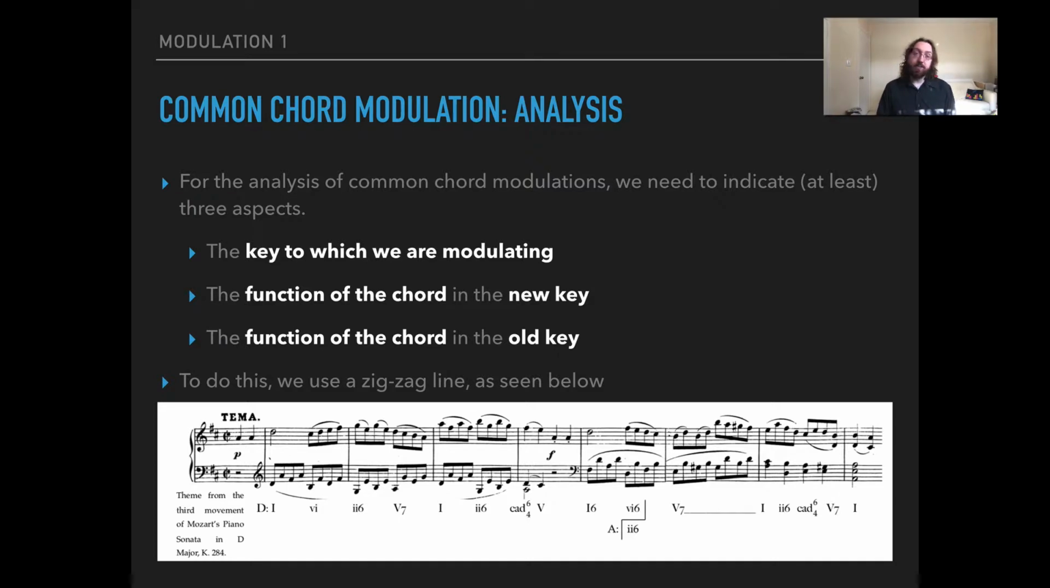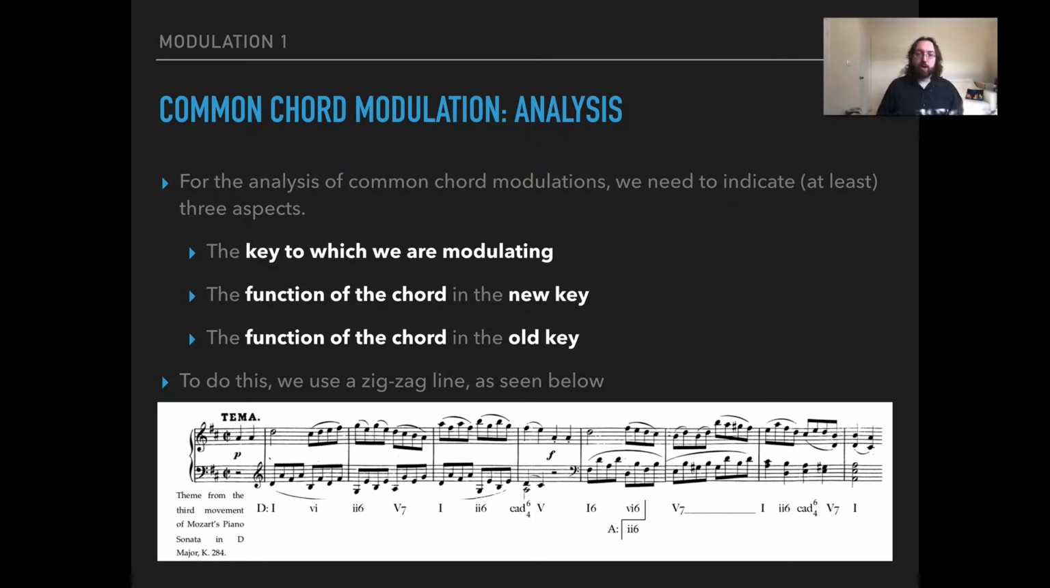For the analysis of common chord modulations, we need to indicate at least 3 aspects. First, we want to indicate the key to which we are modulating. Then we want to indicate the function of the chord in the new key and the function of the chord in the old key. To use this, we use a zigzag line as seen below.